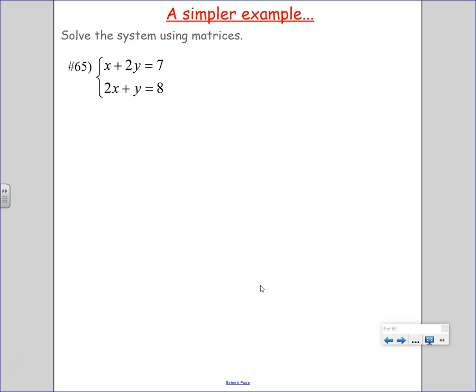Reduced row echelon form. One more time. What does it look like? Well, first of all, hold on, wait. We have a system of equations. We don't even have a matrix yet. How do we get one?